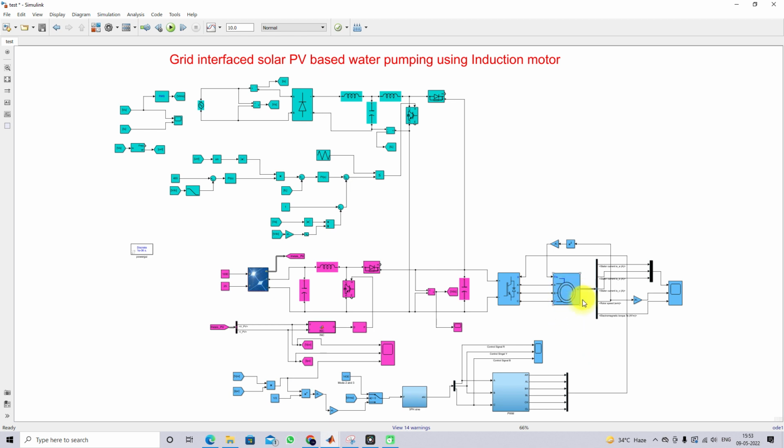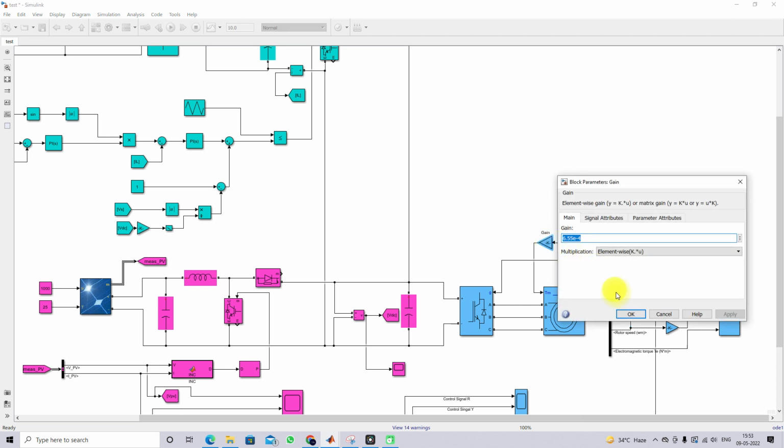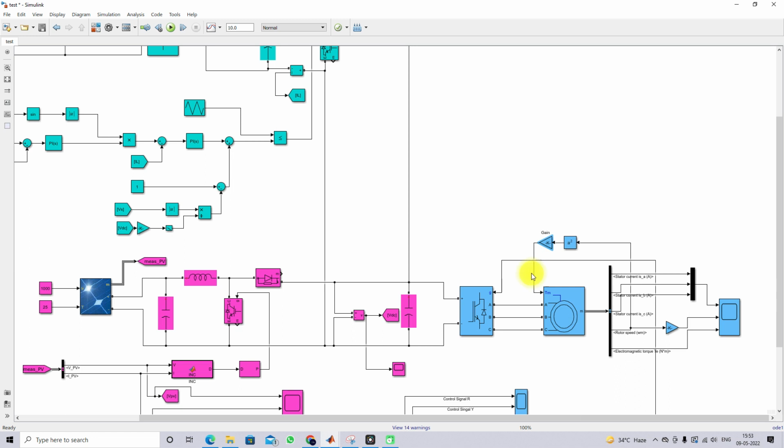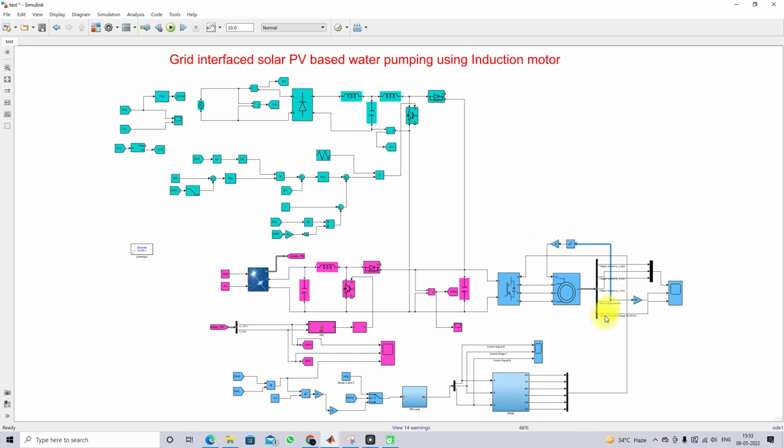Here we measure the speed of the machine and use omega square, which is multiplied by the gain k, 6.55 into 10 power minus 4, and given to the torque input. This is known as the water pumping concept. If you take any water pump, it is related to this kind of equation: torque equals k into omega square.